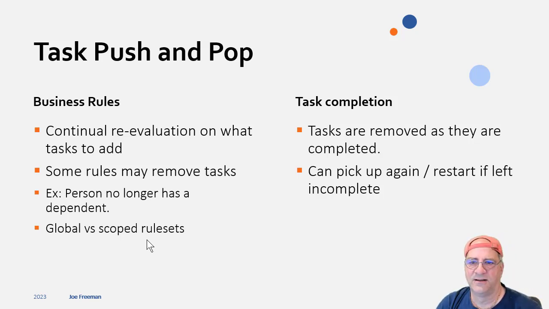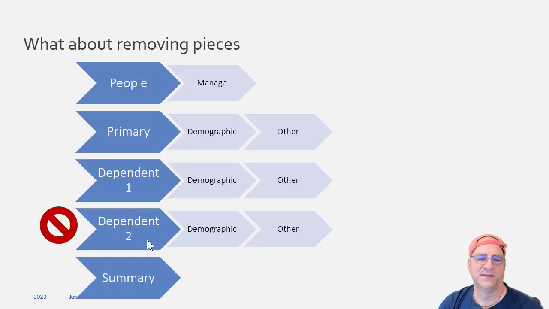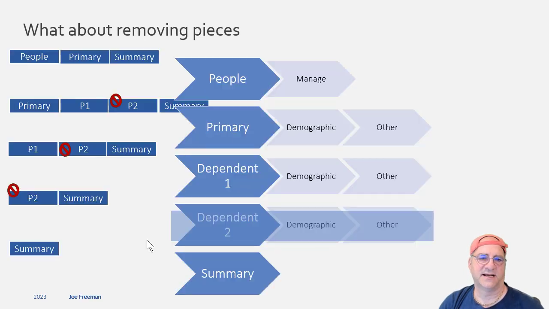And whenever tasks are completed, they're removed, and they can be picked up again or restarted if they're incomplete. And we saw that in the example I did before. If you basically jump from the person 2 back to the primary and person 2 wasn't complete, we'll just pick up again back in person 2. So what about removing pieces? What if I actually jumped back into the primary and I removed a dependent and I actually had that as a task? It turns out that's actually something that's pretty easy to do.